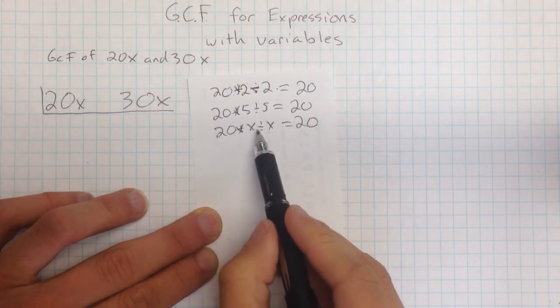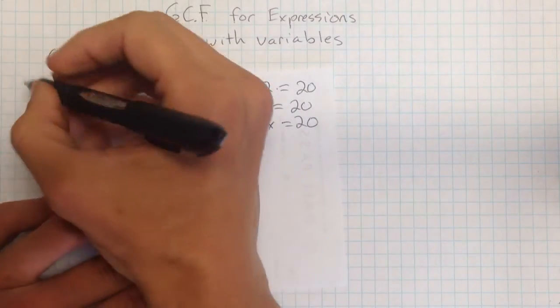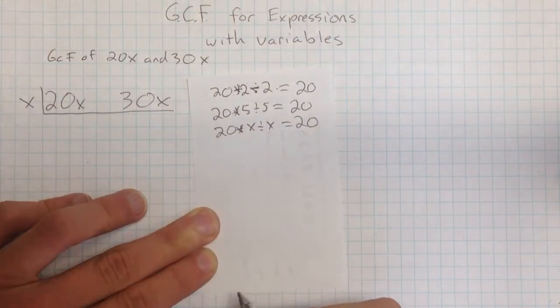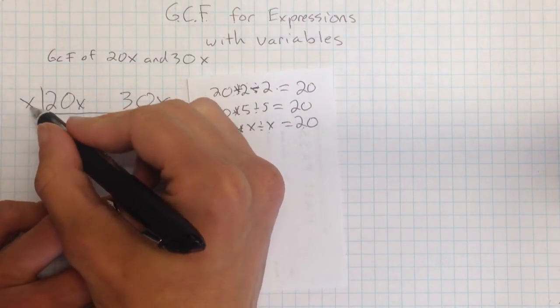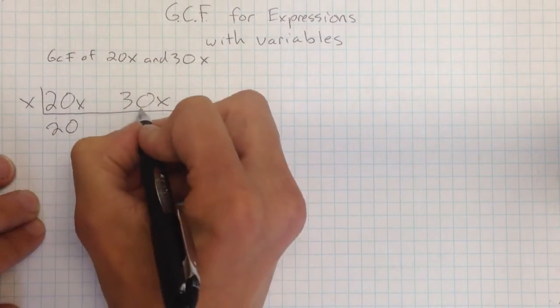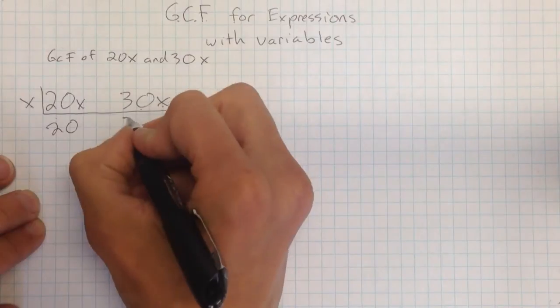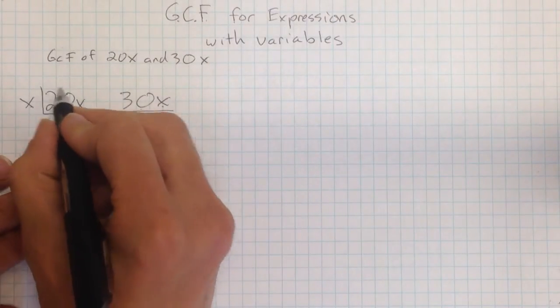So this 20x means 20 times x. If I was to divide out an x, that would leave me with 20. So this is 20 times x divided by x. That's going to leave me 20 right there. So I would write 20. 30x divided by x would leave me with 30. Okay, again, it cancels. We divided out that.